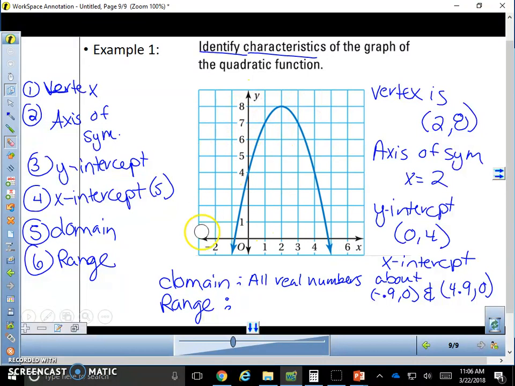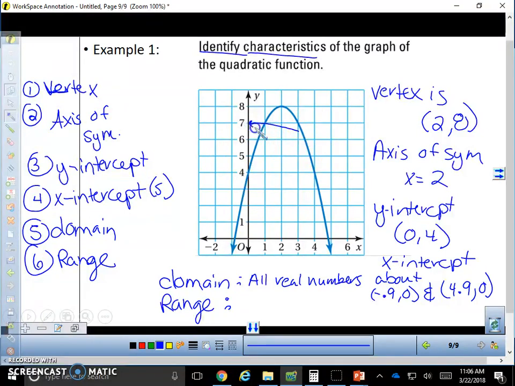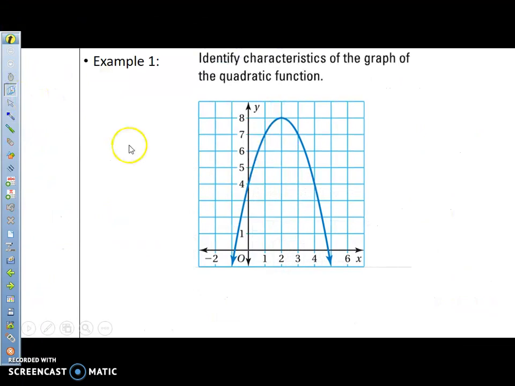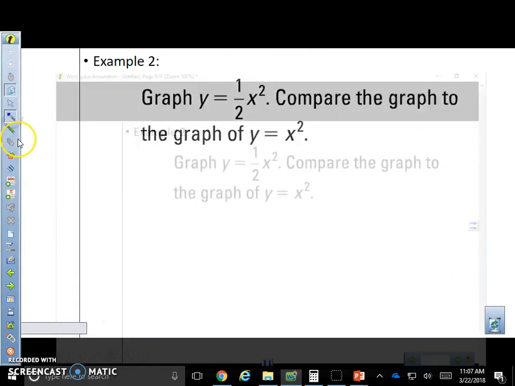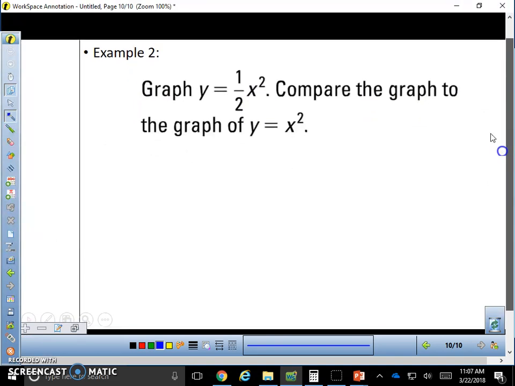When we squish this function, as if we're going to take our picture and squish it down onto the y-axis, we'll hit not all the y values. Nothing past 8 on the y-axis is going to be hit. So the range goes from negative infinity to 8. That's all we need to do in order to describe all of the landmarks of a quadratic function. So now let's go ahead and look at graphing two equations.